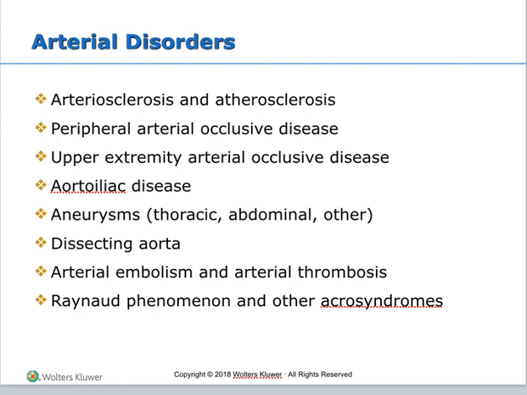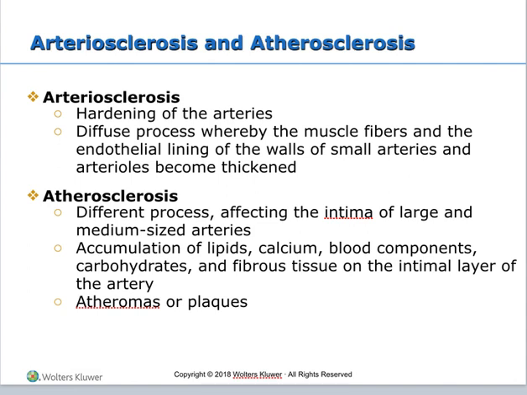These are just kind of a laundry list of different arterial disorders that can happen, and we're going to talk about some of them in more detail. So I've talked a little bit about atherosclerosis. There's also arteriosclerosis. Just to know those two terminologies.